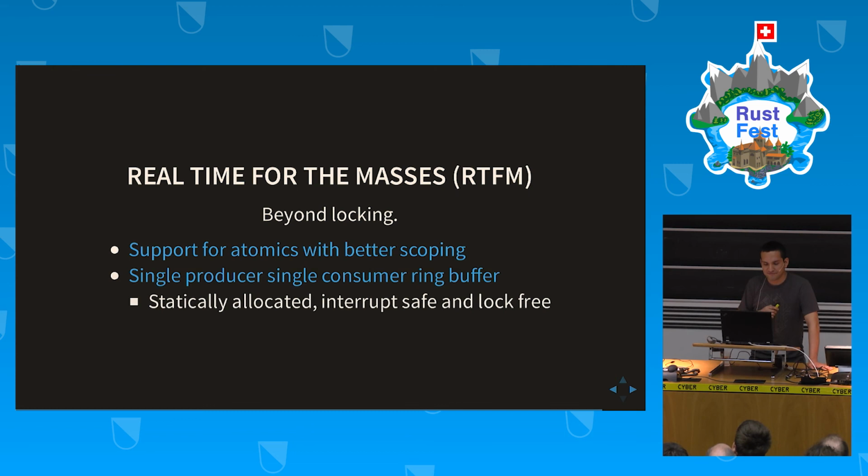And the other case that users have raised is that there is this common abstraction of a ring buffer which has a single producer and a single consumer. In this case, you can split your ring buffer into a producer and a consumer, and the structure is interrupt safe and lock free. And you can run the producer and the consumer on different tasks without any kind of locking. And we're also working to get that working with RTFM without locking.